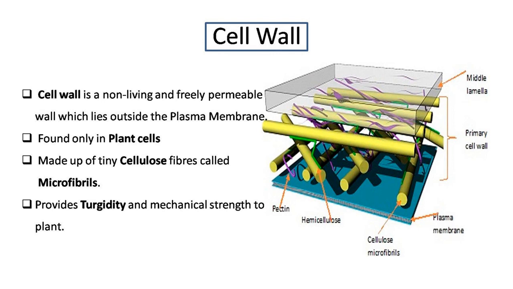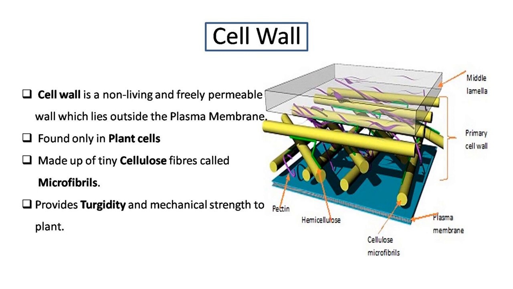Next we have the cell wall. It is a non-living and freely permeable wall. That is, it does not prevent the entry and exit of substances in and out of the cell, and it lies outside the plasma membrane. The cell wall is unique as it is only found in plant cells, and it is secreted by the plant cell itself for the protection of the plasma membrane and the contents of the cytoplasm.